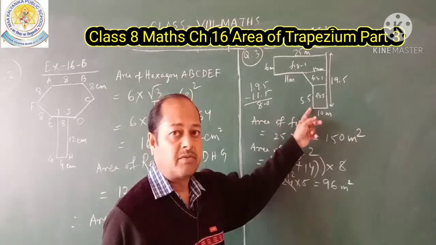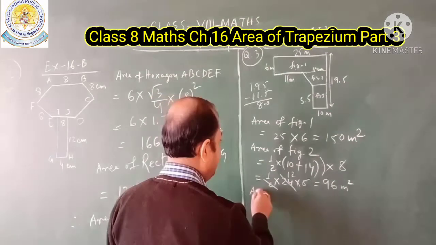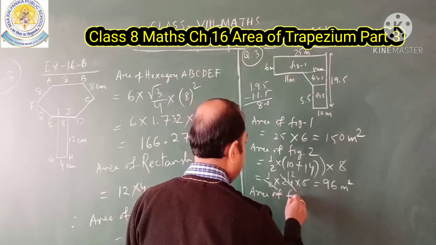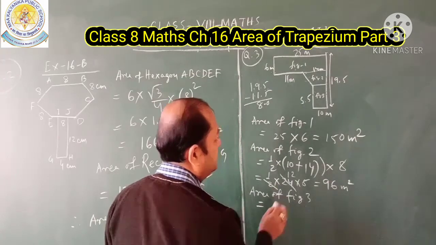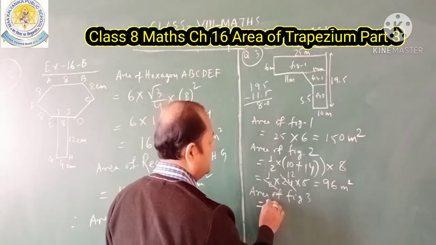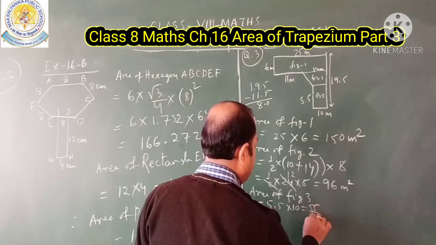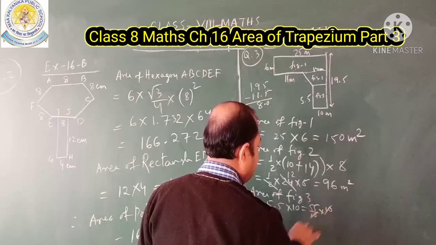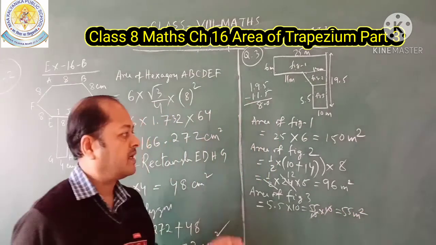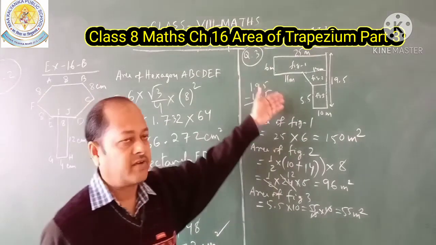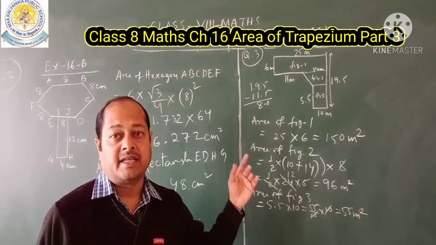And lastly we have to find the area of this rectangle. So area of figure 3, that is a rectangle, so it is easy to find the area: length into breadth, that is 5.5 into 10, that is 55 by 10 into 10. So 10 cancels, it is 55 meter square. So we have already got the areas of these three different figures, and now it is time to find the area of the polygon.